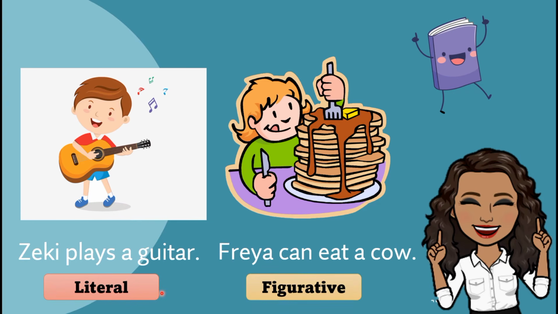Whereas the second example uses figurative language. Freya can eat a cow doesn't literally mean that the girl can eat a cow. It means to say she has a big appetite. Meaning to say, when we say literal language, it is a direct translation or direct meaning of the sentence or phrases. But when we say figurative, this is something that connotes something more.